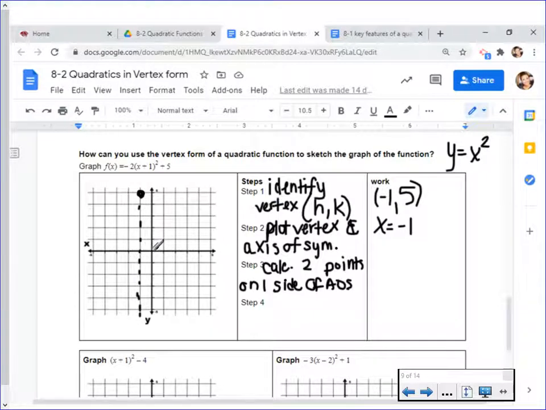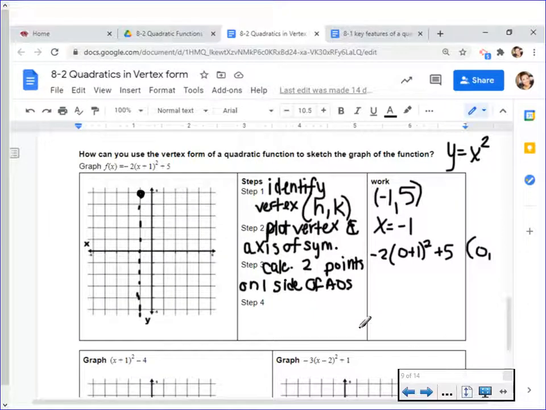If I look, I have (0, 0) right here. I'm going to put a 0 in for x into my original equation. So I'm going to show all my work here. I started with a -2, and then I had those parentheses. I'm replacing x with 0, and everything else I just write exactly the same. And then I can solve when x equals 0.